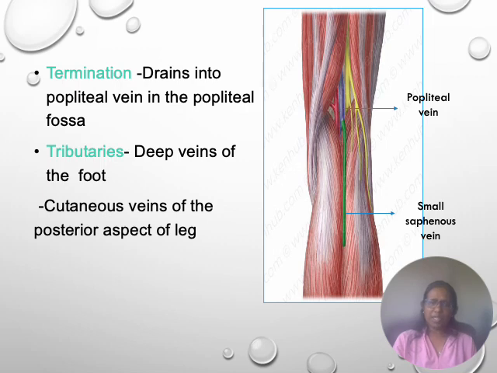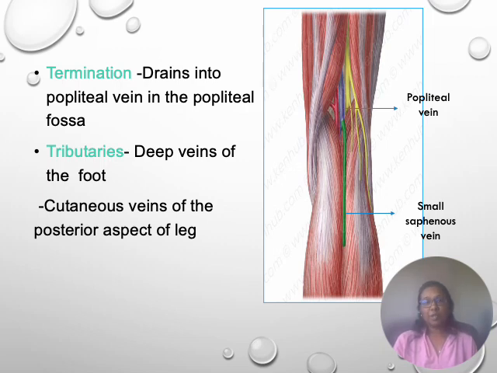Though most of the time it drains into the popliteal vein, the termination of the small saphenous vein can be quite variable. Sometimes it can bifurcate and a part of it can enter into the great saphenous. Sometimes it does not even reach the popliteal fossa and it can end up in the deep vein of the posterior compartment of the leg, that is the posterior tibial vein.